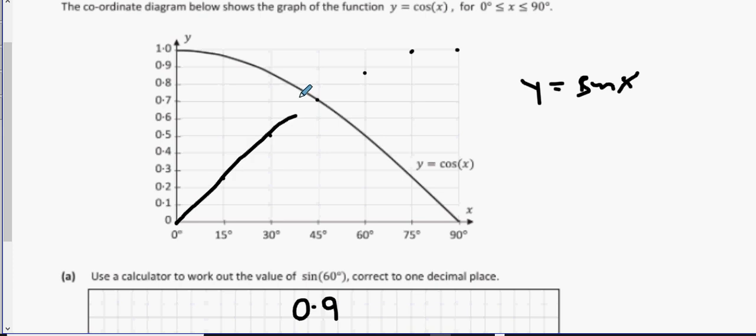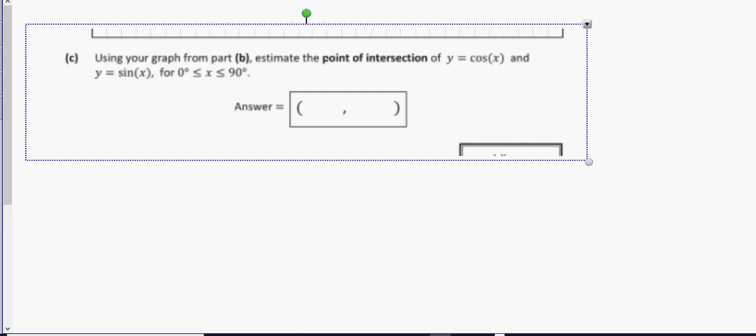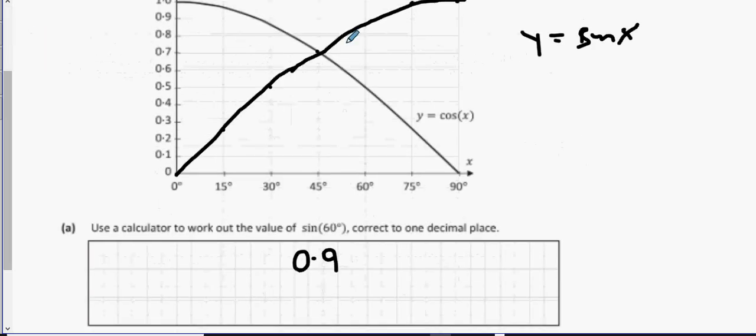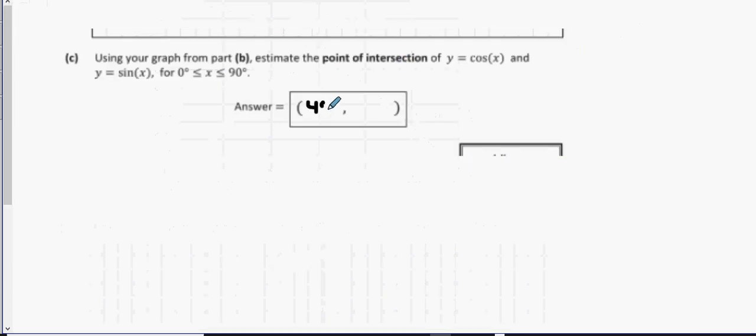Who got that one out using the table function? Now part C, find the point of intersection. No bother, it's 45 and 0.71.